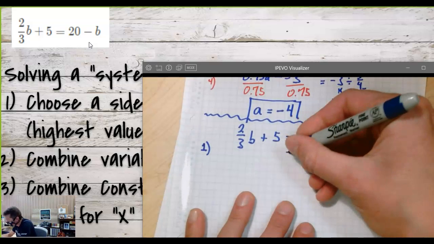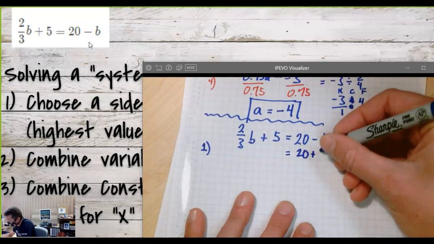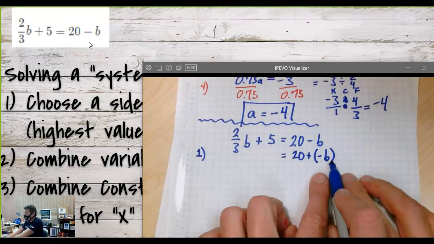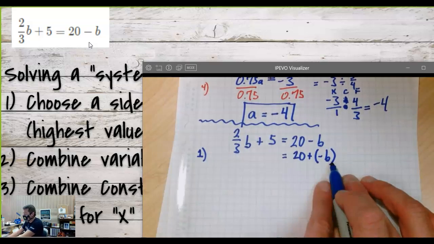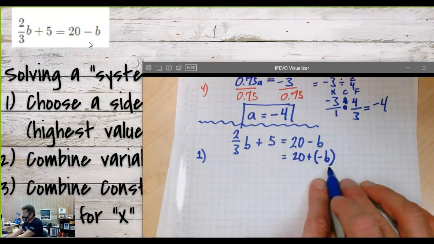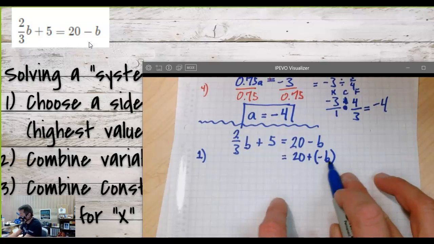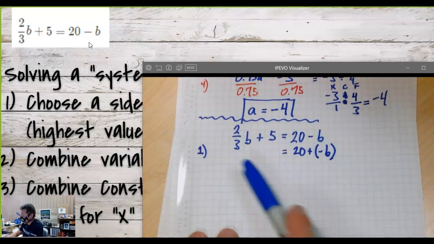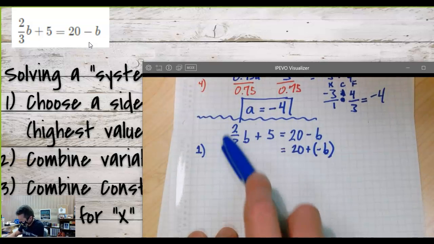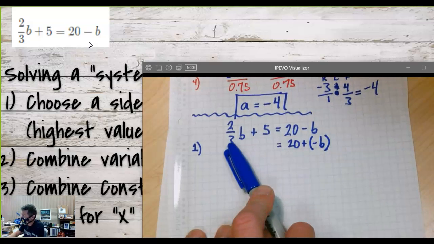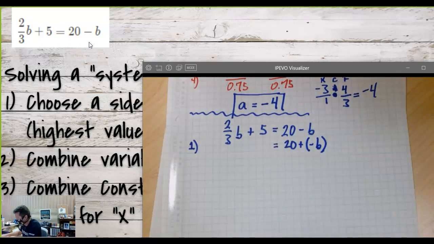So if we want to rewrite this, this is actually 20 plus negative b. Now, we could use the right side as our variable side, but it's going to get more negative. So unless we want our equation to become more negative, we're going to choose the left side because it's positive. If you have a negative and you have a positive, choose the positive side.